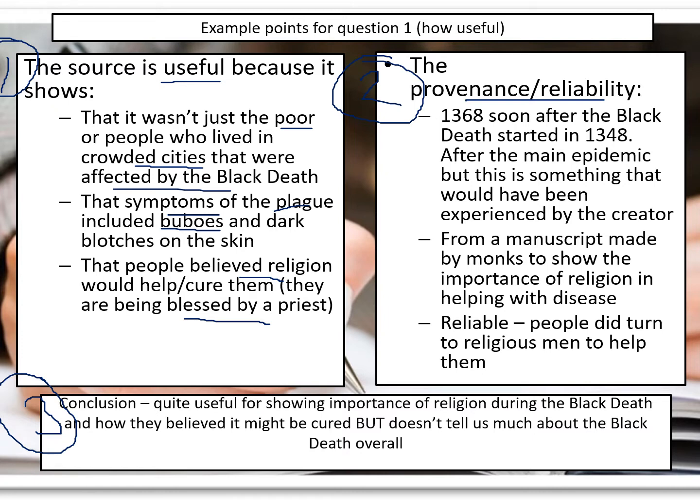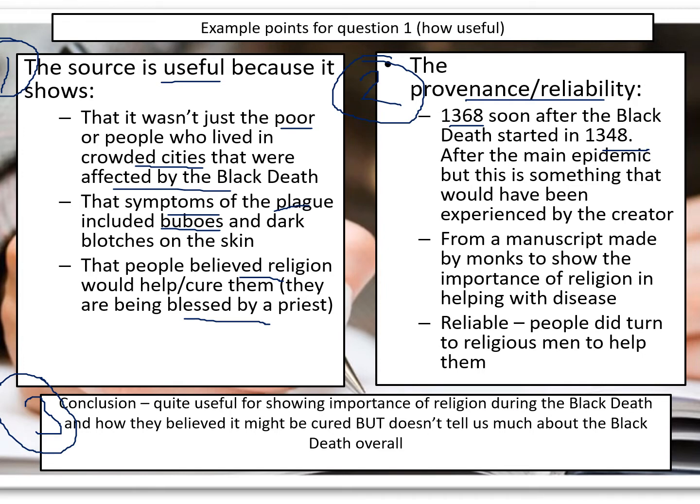So let's have a little look at some points that we could have used. Now, first of all, we could have talked about the when. This has been produced in the year 1368, which is very soon after the Black Death hits England in 1348. It is after the main epidemic, but this is something that would have been experienced by the creator. It's highly unlikely that they wouldn't have had any knowledge about what the Black Death is like at this point, because it would be something that is in the national consciousness and it has been experienced by the creator.